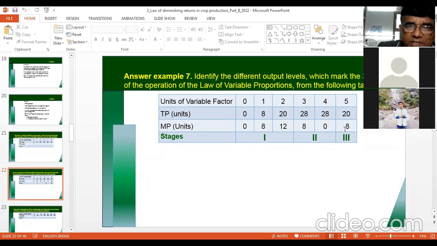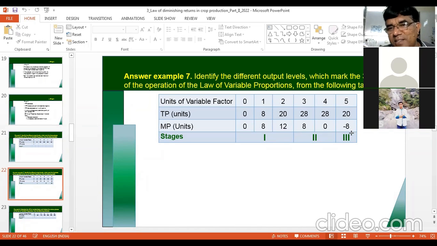So for the first unit from 1 to 2, you get stage 1. You can see the characteristics here. Here your TP is increasing and your MP is maximum, that is 12. Now you see stage 2. In stage 2, your TP is maximum, that is 28. And you can see your MP starts decreasing and it has become 0, where TP is maximum. And this is your stage 2.